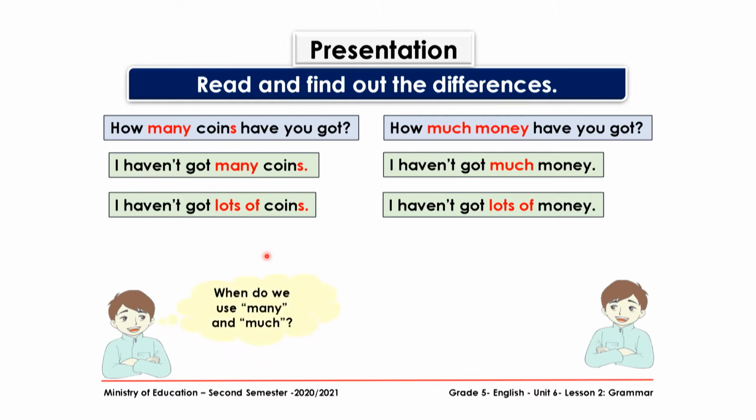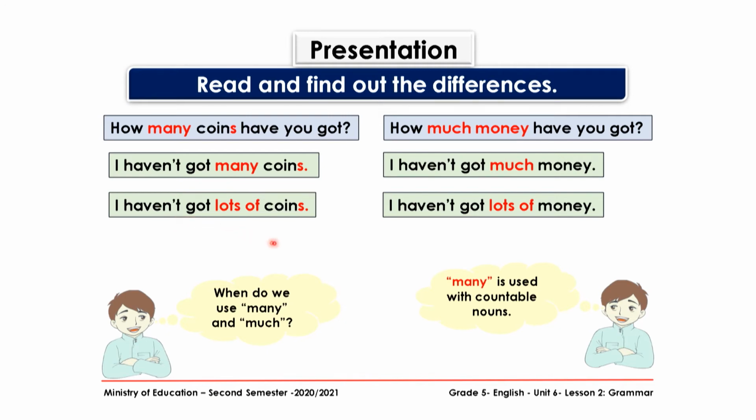Now, from these examples, we can notice that we used many with countable nouns. For example, how many coins, how many apples, how many pencils, and how many, for example, suitcases. And don't forget that we should put S. To answer this question, we used two different expressions. We used either many with S, or we used lots of with S.